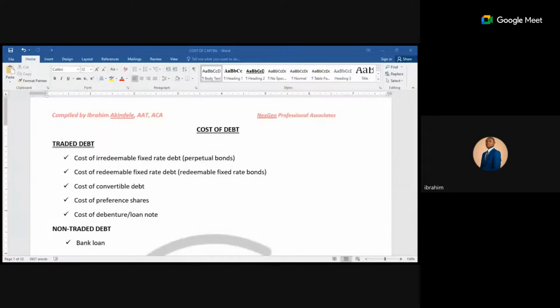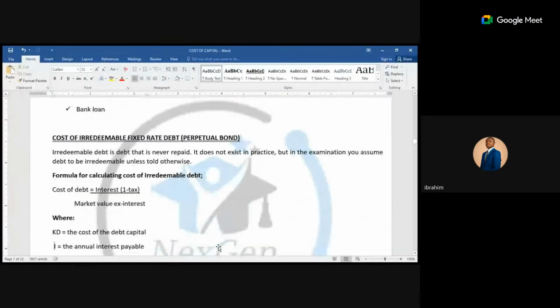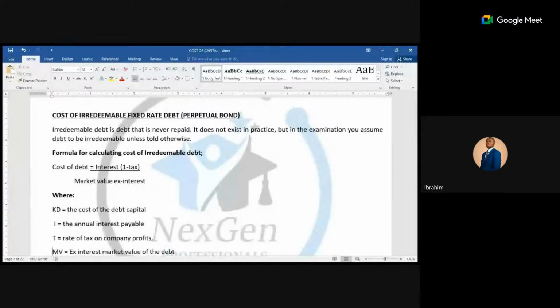And what is the cost? Let's pick traded debt, irredeemable debt. The question is, what is irredeemable debt? Irredeemable debts are debts that cannot be paid back.